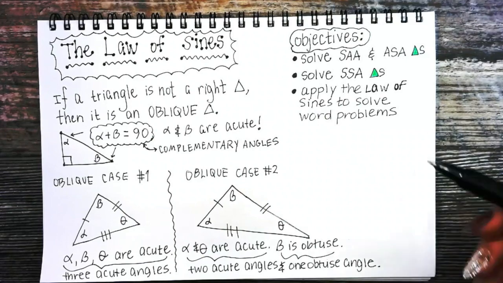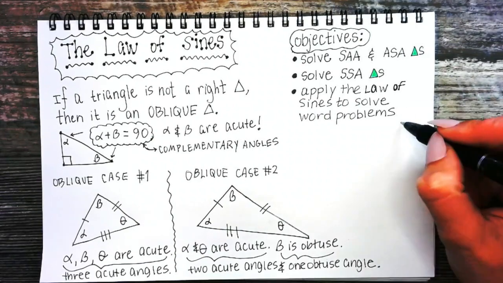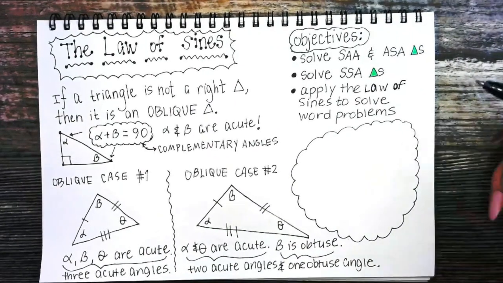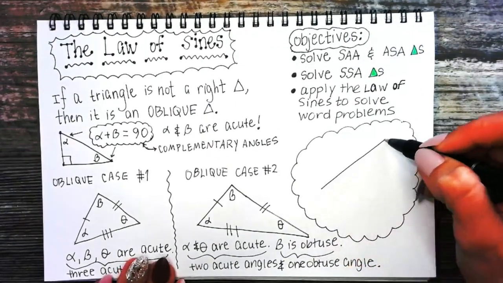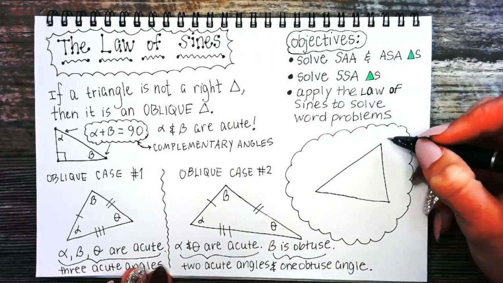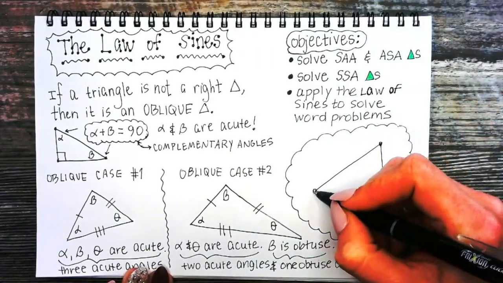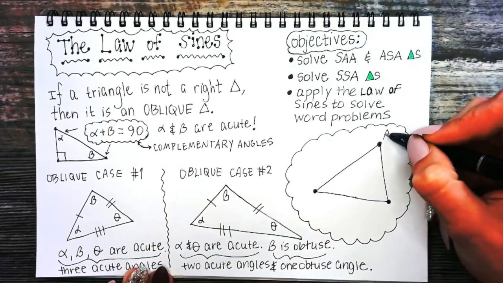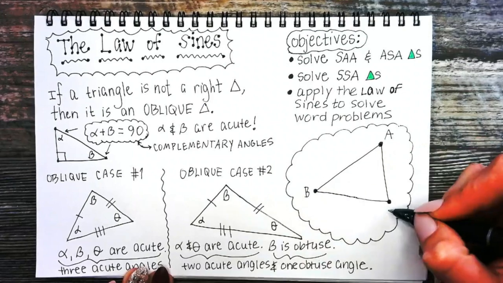Before we move forward, I'd like to go over how we should be labeling our triangles. When you draw a triangle, whether it's to scale or not, I want you to use capital letters for all of your vertices, and then we will refer to each of the angles by that capital letter. I tend to default to A, B, and C.